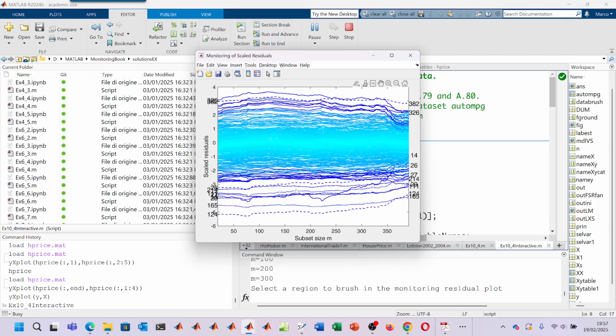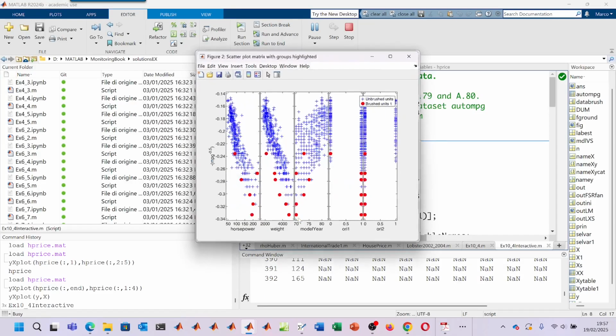Now we can do a brushing in the lower part in order to see the position of the largest negative residuals.